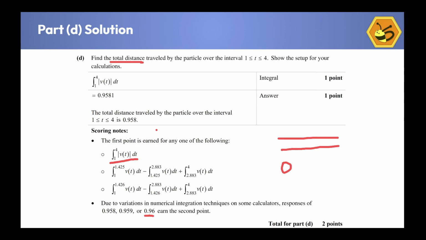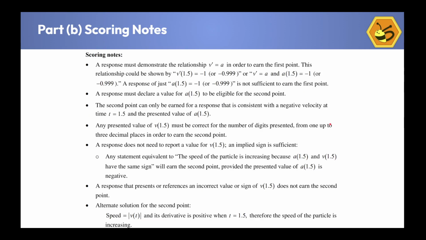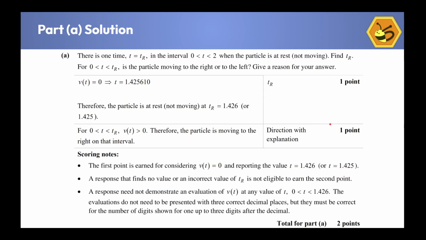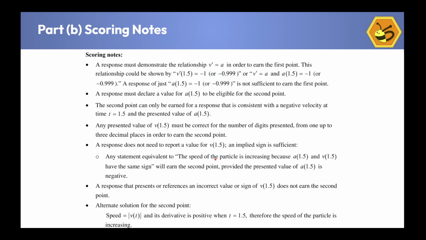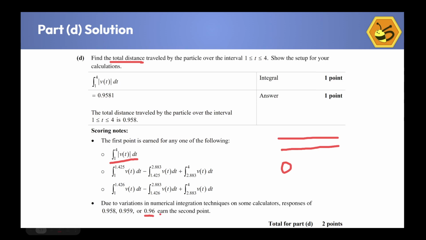That's part D. For part D, we have 2 points. So the point values are 2, 3, 2, and 2 for the parts.